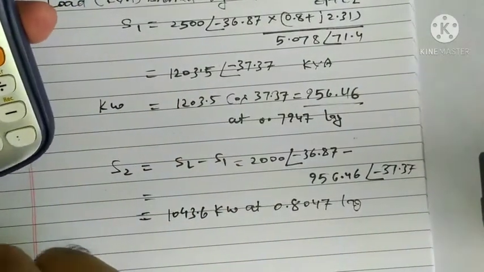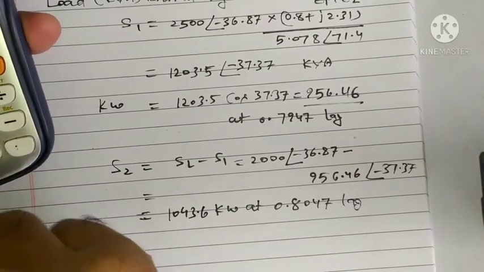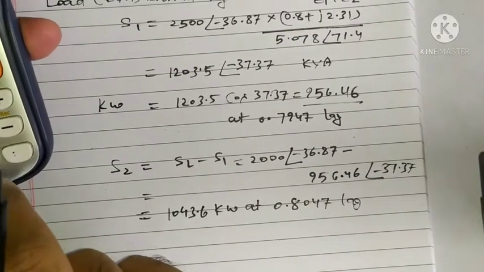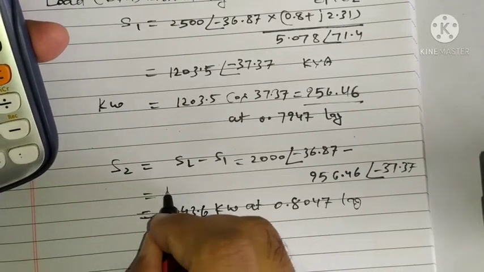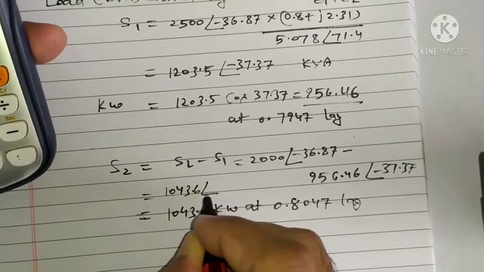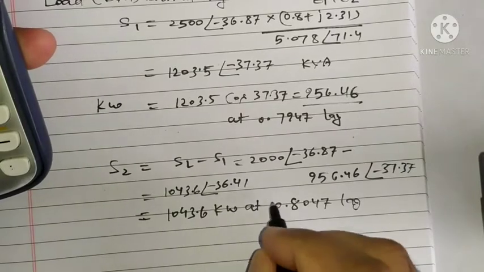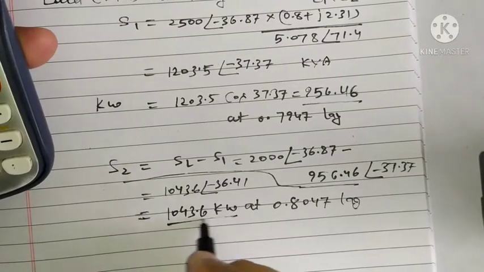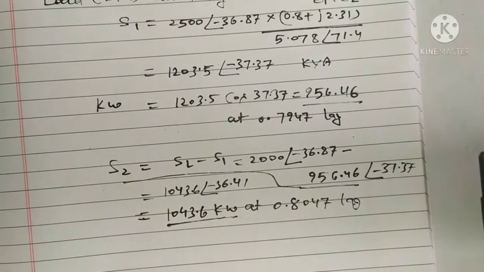I can write it in this form also: 2000 at an angle of minus 36.87 minus 956.46 at an angle of minus 37.37. It is 1043.6 at an angle of minus 36.41, right? And in kilowatt we have calculated it. So that's all for this video. We will see a few more numericals on parallel operation.